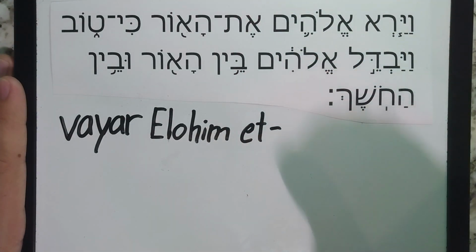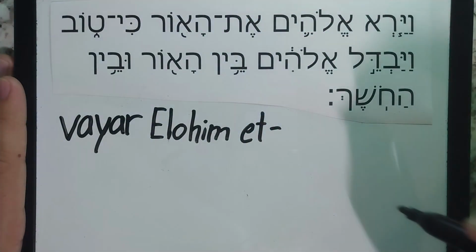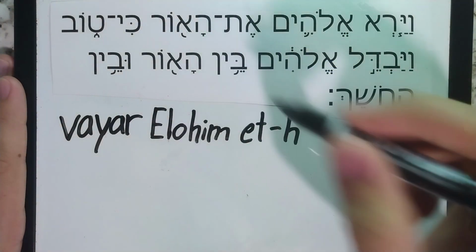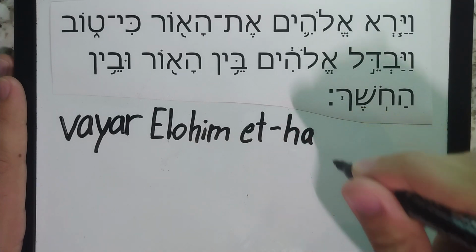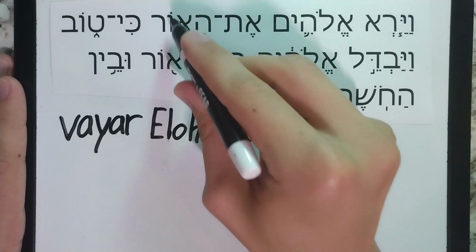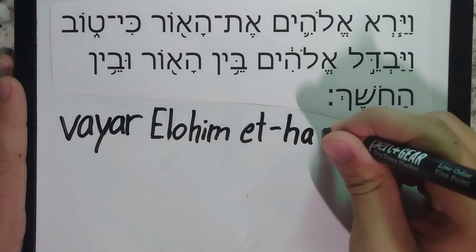This word et is connected with a dash to a word that starts with a letter hey, which makes the h sound. Under the hey is a kamatz, which says ah, and then we have the word or once again. Silent aleph, vav with cholam, and resh. So that is or.